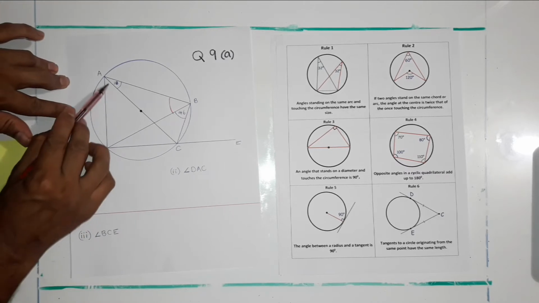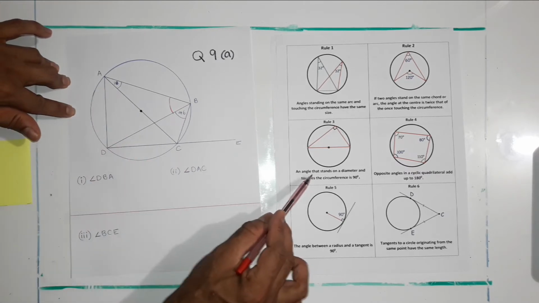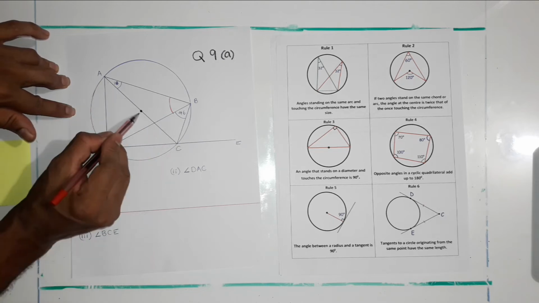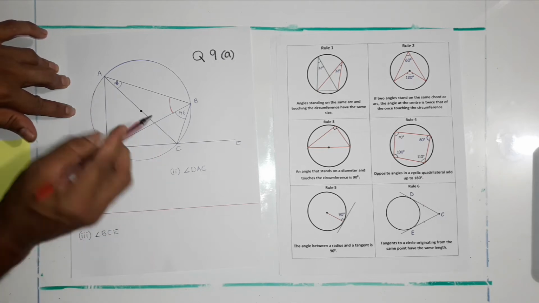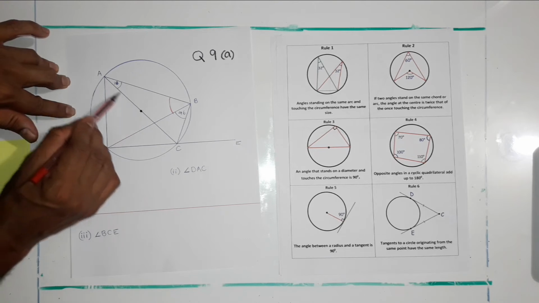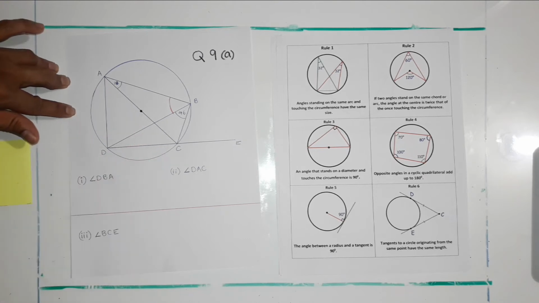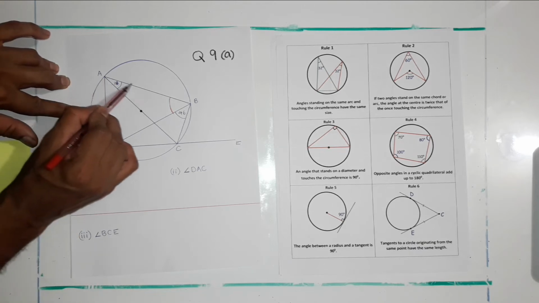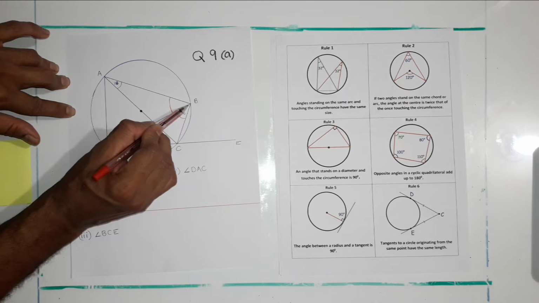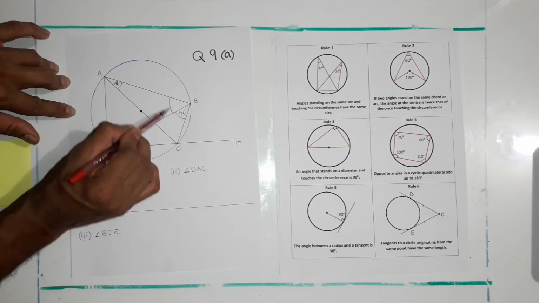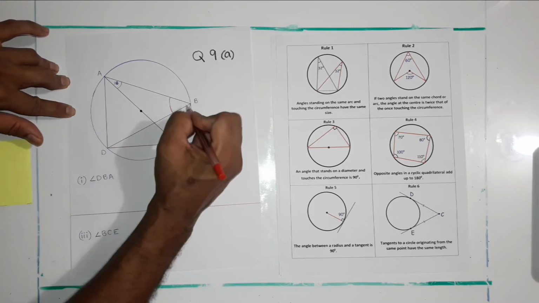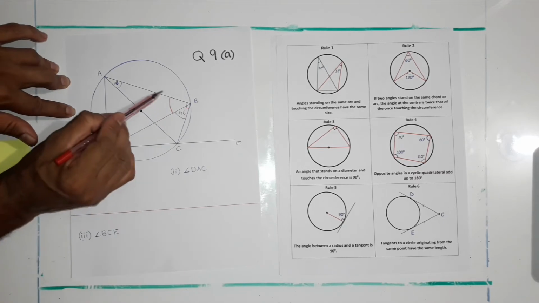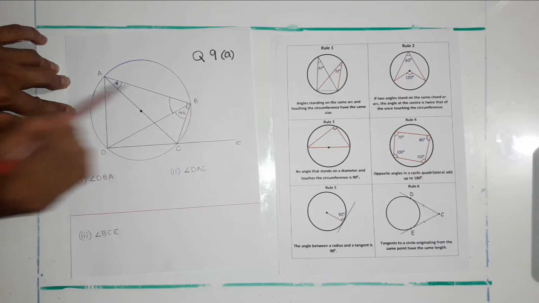So to do this, we are going to actually use rule number 3. Rule number 3 says that if you have a diameter, and notice the dot here, which indicates the center of the circle, if you're going from here to the center to the other side, that's definitely the diameter. If you have an angle standing on the diameter and touching the circumference, this entire angle here, let me draw it in here, would be 90 degrees.